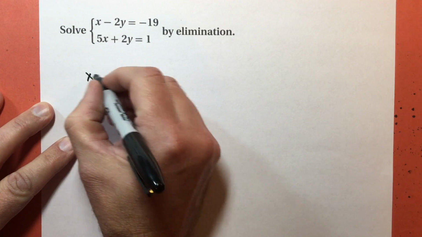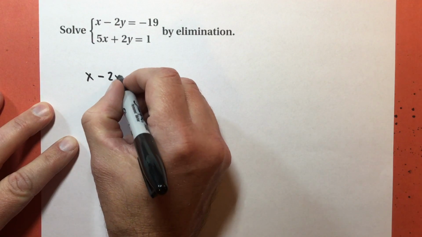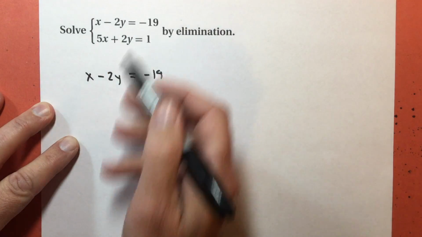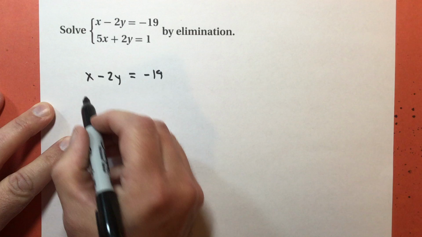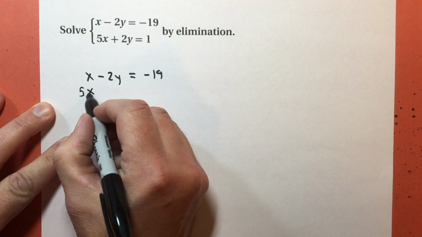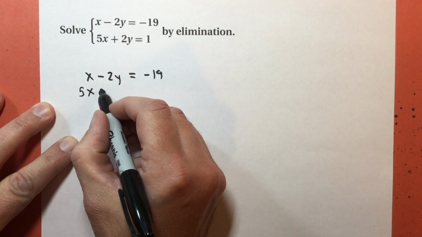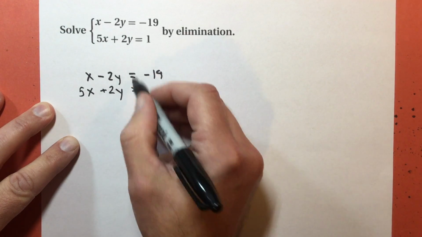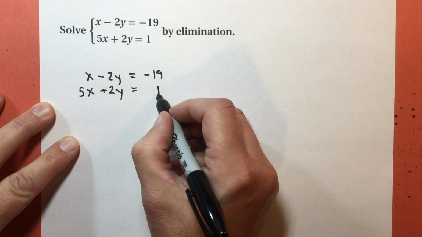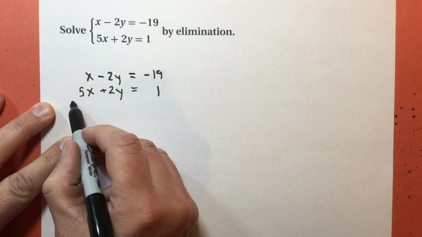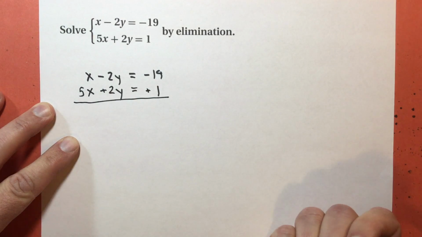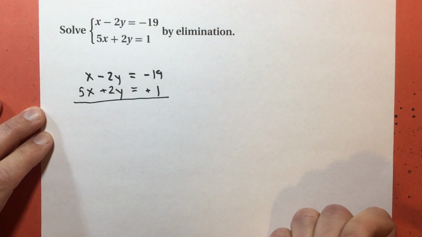So I'm going to write x subtract 2y equals negative 19. That's the first equation. I just wrote it the way it was. And then I'm going to put 5x so that the x's are lined up. I'm going to put positive 2y so that the y's are lined up. My equal sign is lined up. And then I've got the 1 right there. And again, you don't have to, but if you want, you can put a plus in front of the 1 so that you know that that's positive 1.